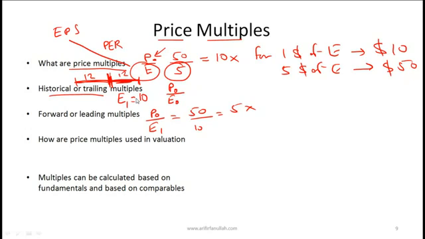E0 represents the earnings per share for the recently concluded 12-month period. Now I've focused on price earnings ratio here because that's the most commonly used multiple. There are several other multiples which are also used.